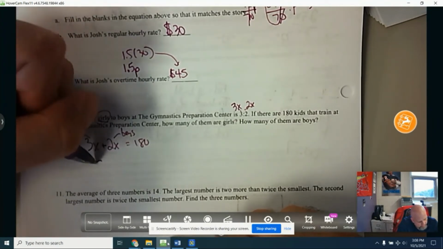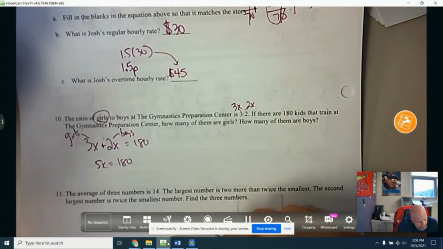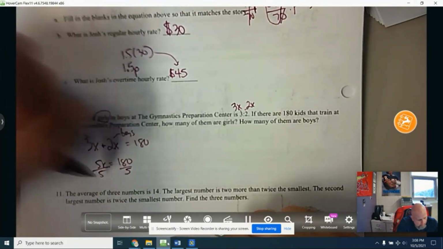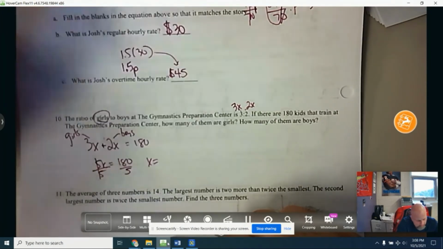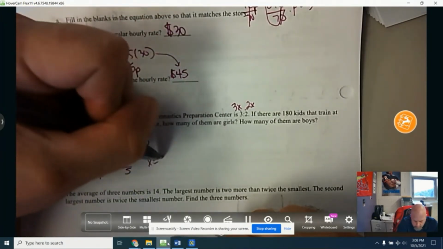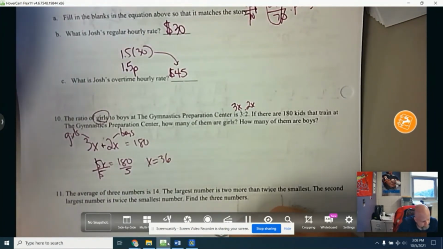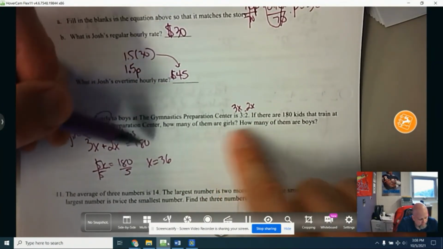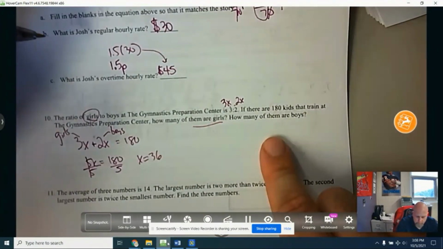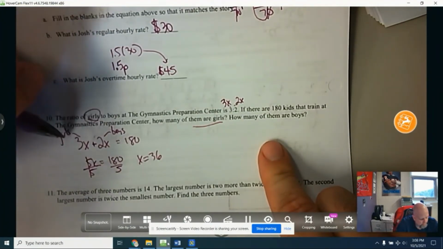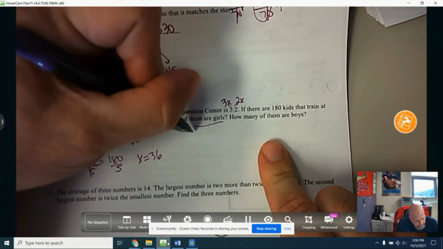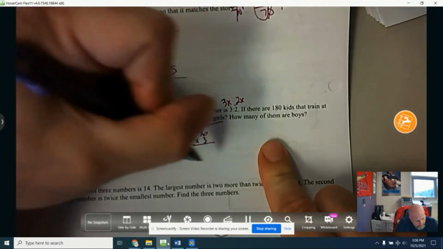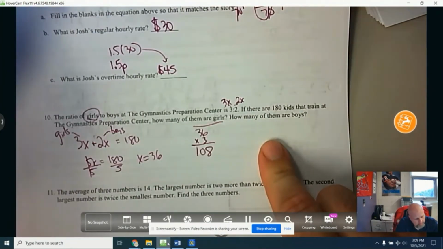So now I can do 3x plus 2x is 5x, and 5x equals 180. Then we're going to divide by 5. This cancels. And then x is going to be equal to 36. So x is 36. Now, that doesn't really answer the question, though, because it says, how many are girls? Well, girls, again, was 3x. So if x is 36, you take 36 times 3, and 36 times 3 is going to be 108.